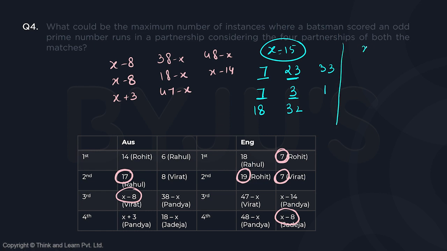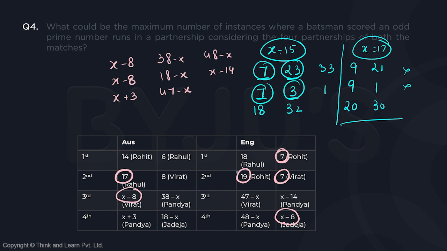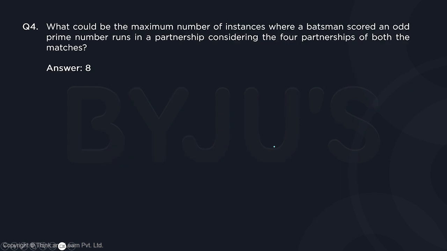Let's check for 17 as well. There is another odd number in that range. Now, if x is 17, 17 minus 8 is 9, 17 minus 8 is 9, 17 plus 3 is 20, 38 minus 17 is 21, 18 minus 17 is 1, 47 minus 17 is equal to 30. Of course, even if the other two are prime, I don't need them. I see 4 prime numbers here. 4 prime numbers are already present with us, and that makes the total 4 plus 4, which is equal to 8. So my answer for question number 4 will be 8.